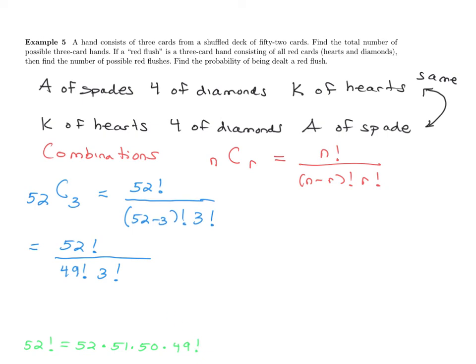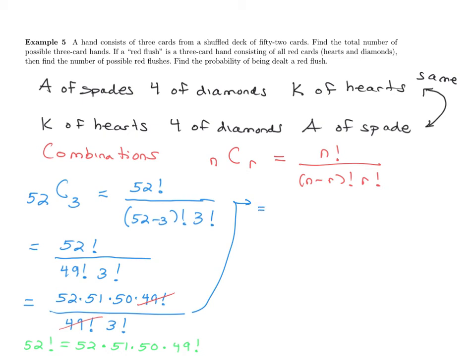Let's do that. That's 52 times 51 times 50 times 49 factorial, all divided by 49 factorial times 3 factorial. And the point of doing that was to cancel the 49 factorial. There's still a good amount of stuff left over. Kind of running out of room here, so I'll put this up here.